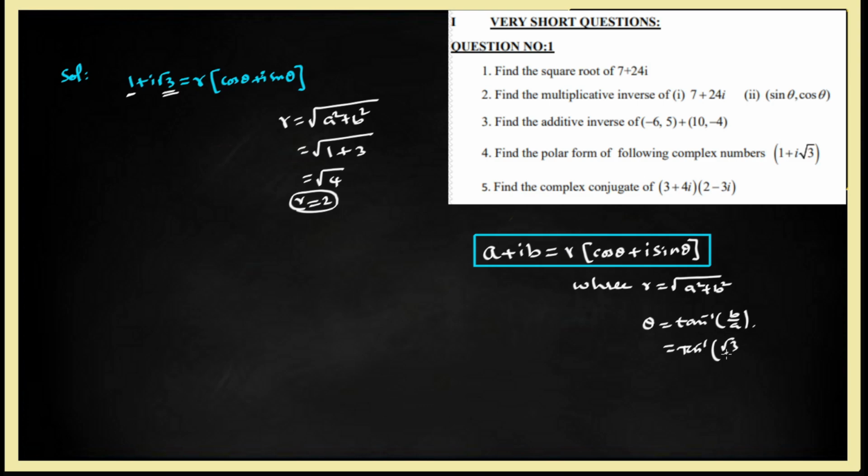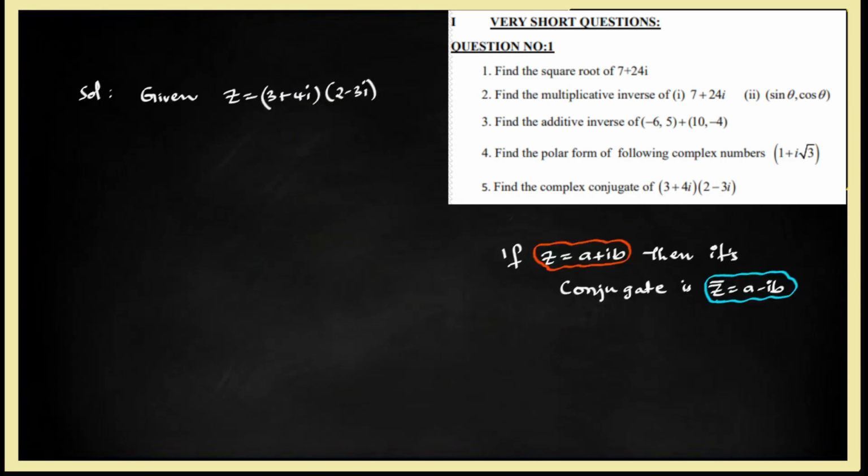And theta equals tan inverse of b by a. Here b is root 3 and a is 1, so theta equals tan inverse of root 3. Tan inverse of root 3 means pi by 3, because tan 60 degrees is root 3, and 60 degrees means pi by 3. Therefore theta equals pi by 3. So the given complex number 1 plus i root 3 can be written as 2 times (cos pi by 3 plus i sin pi by 3). This is our required modulus-amplitude form, or polar form.